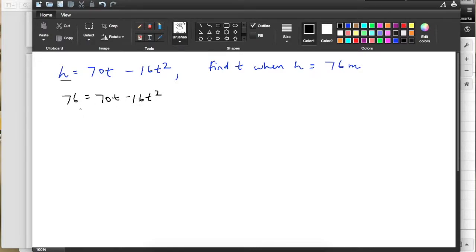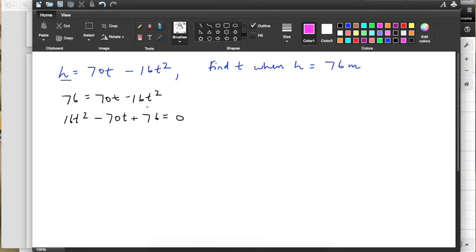Now I'm going to rearrange it so that it looks like a quadratic equation, which means it will equal 0 and all of the terms will be on one side. Okay, so that's going to look like this. If you need some help rearranging equations, have a look at the last video I posted.